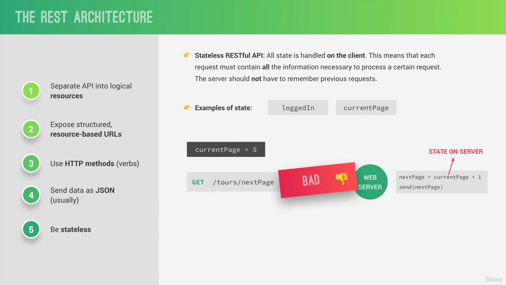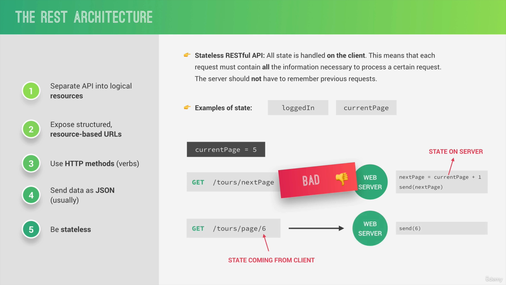Okay? Instead, in this case, we should create a tours/page endpoint and pass the number 6 to it in order to request page number 6. This way, we would handle state on the client, because on the client, we would already know that we're on page 5. And so all we had to do is to just add 1 and then request page number 6. So the server doesn't have to remember anything in this case. All it has to do is to send back data for page number 6 as we requested. And by the way, statelessness and statefulness, which is the opposite, are very important concepts in computer science and application design in general. So it's a good idea to actually have some understanding what a stateless API is and how it works.